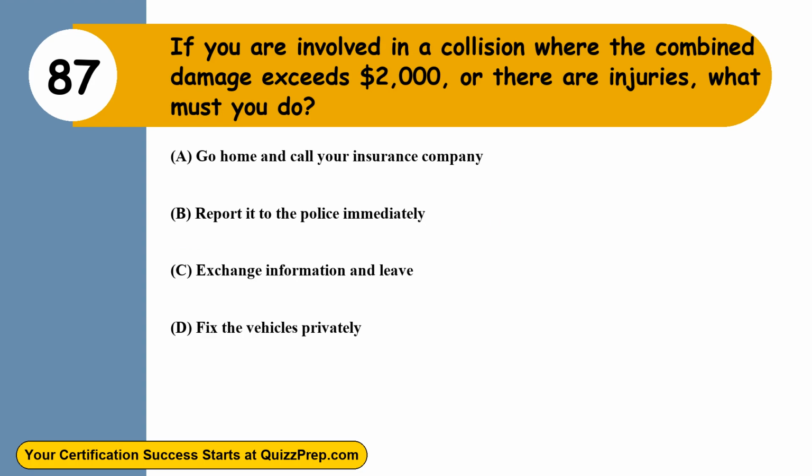Question 87. If you are involved in a collision where the combined damage exceeds $2,000, or there are injuries, what must you do? Option A, go home and call your insurance company. Option B, report it to the police immediately. Option C, exchange information and leave. Option D, fix the vehicles privately.